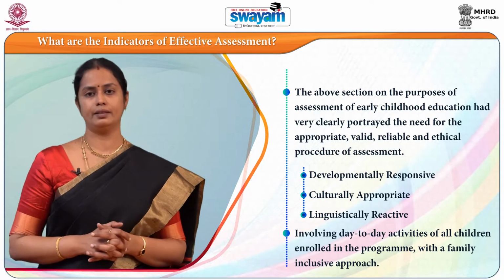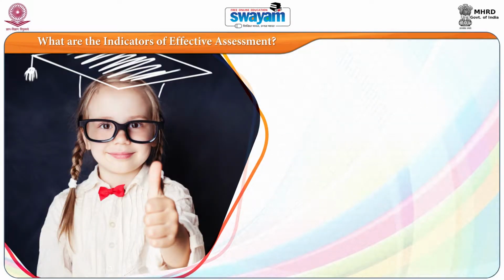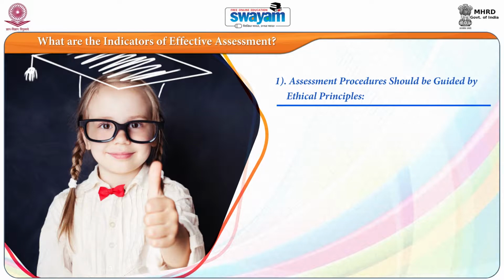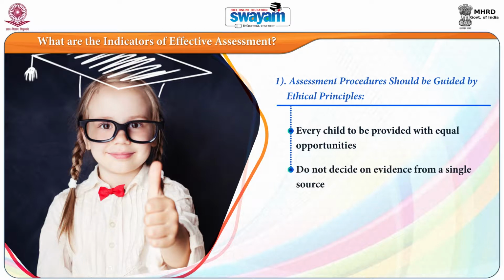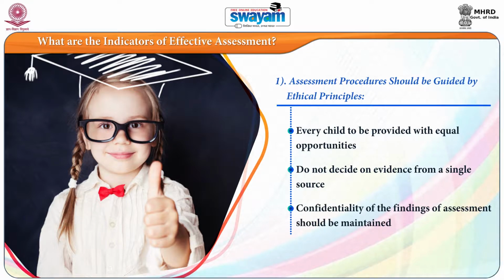The first indicator is that the assessment procedure should be guided by ethical principles. Every child is to be provided with equal opportunities. Do not decide on evidence from a single source. Go for multiple sources. Confidentiality of the findings of assessment should be maintained.